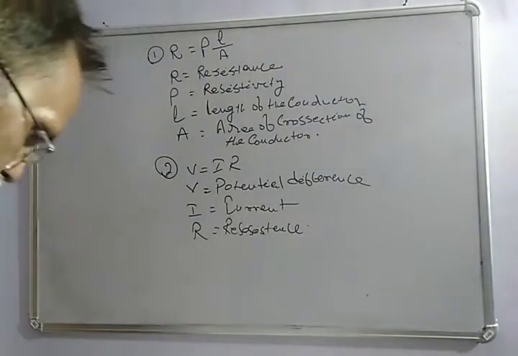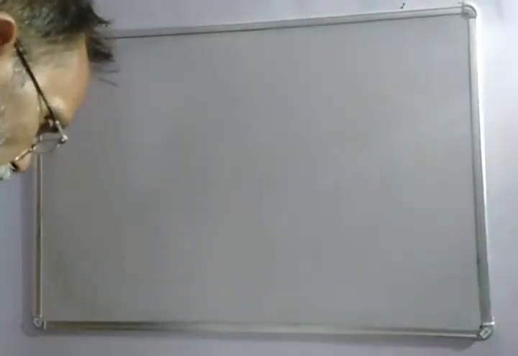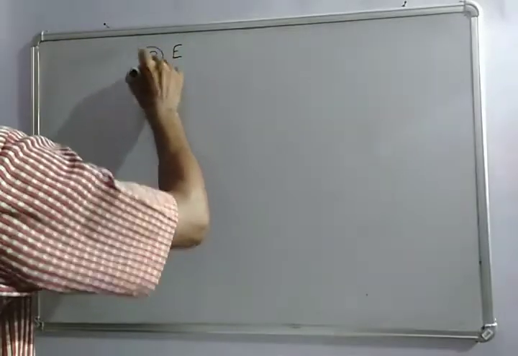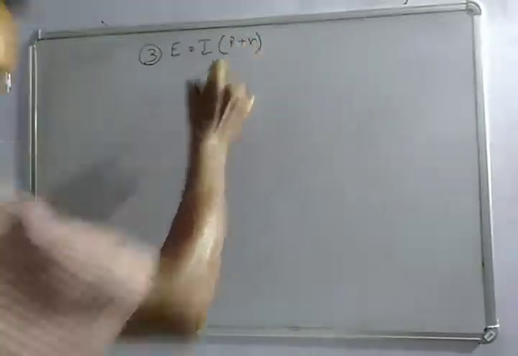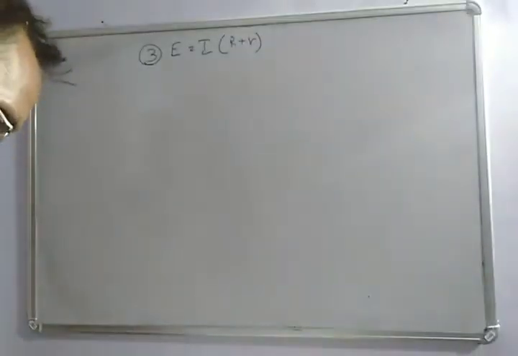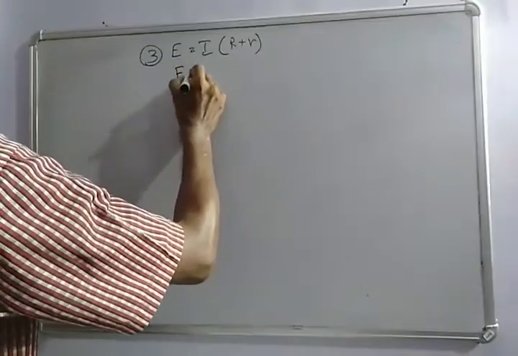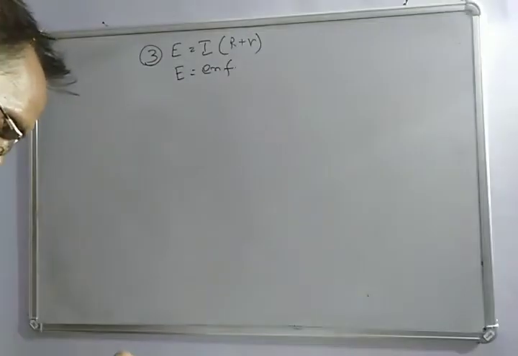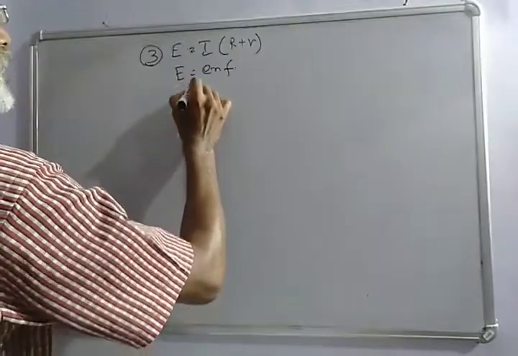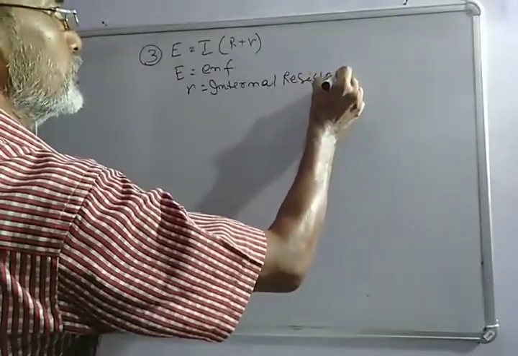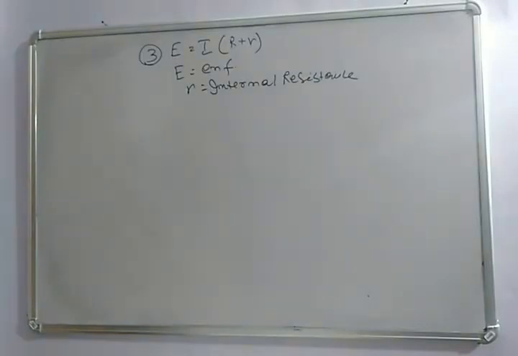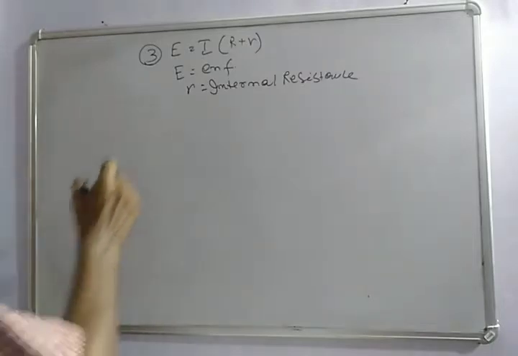Number 3, E is equal to I times (R plus r), where E is EMF, r is internal resistance, big R is external resistance, and I is current.